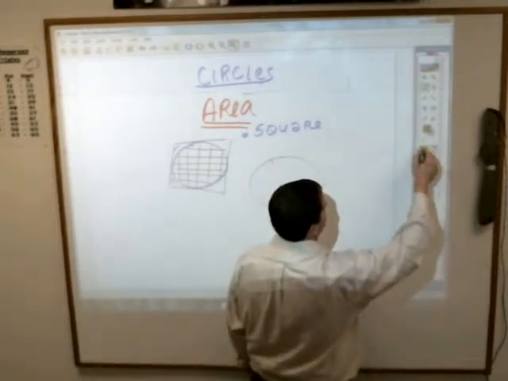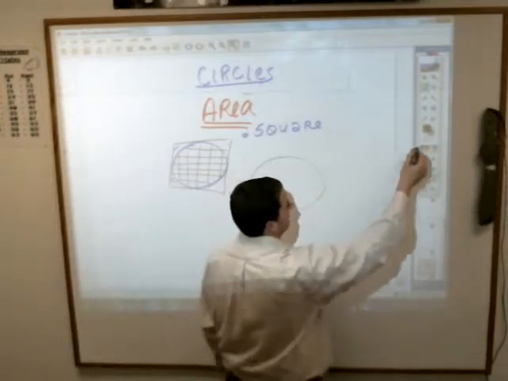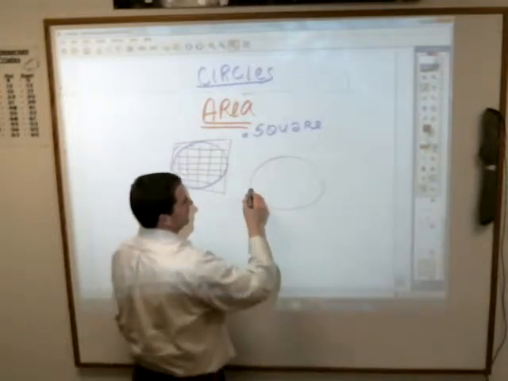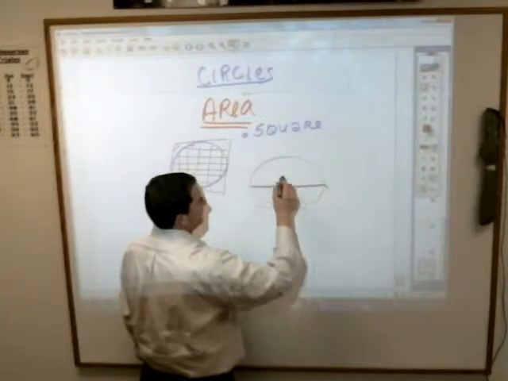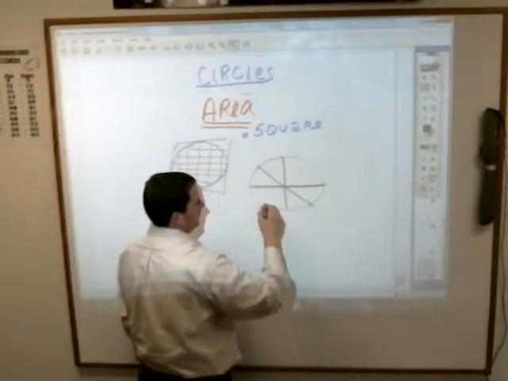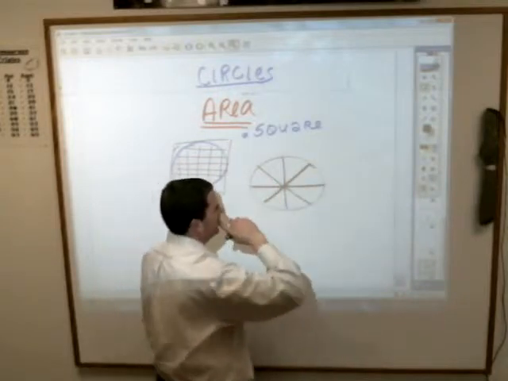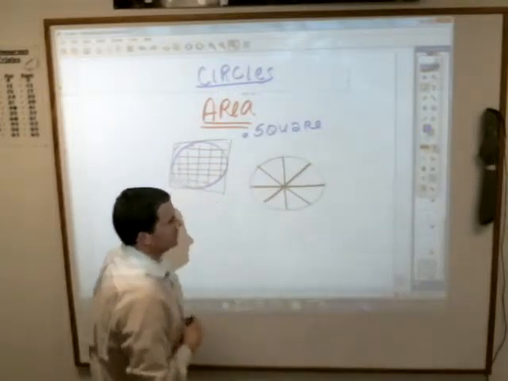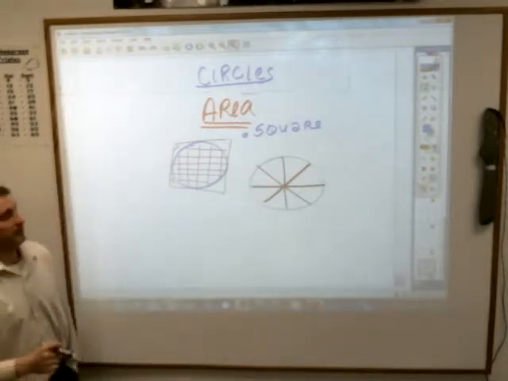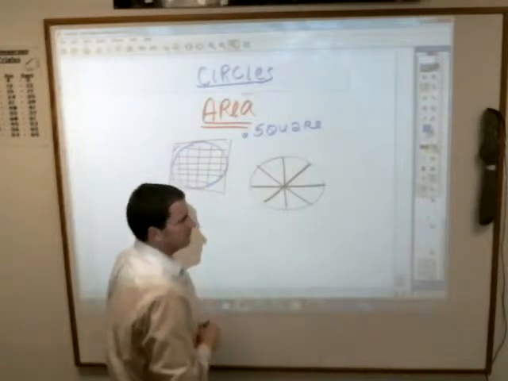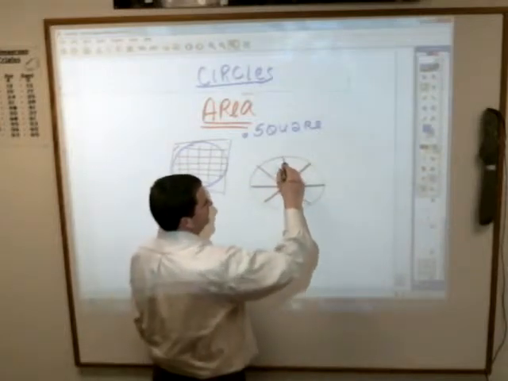I'm going to do this as best I can. It's very difficult to do freehand, but I am going to try. First of all, I'm going to cut it up into pieces. How's that? Okay, now, here is what I'm going to do. Here's what some fellow much smarter than I did. He said, okay, I need to figure out how to get a circle to look like a square. So we cut it into pieces like this.